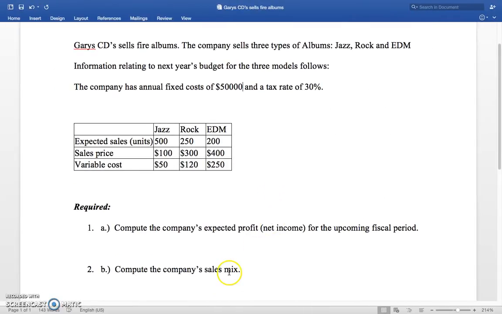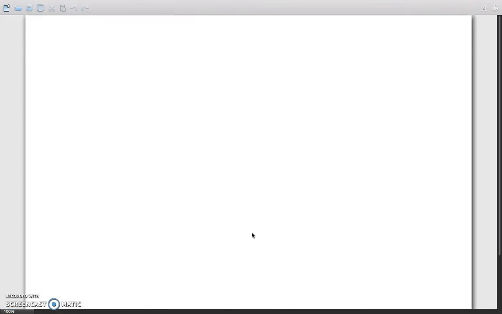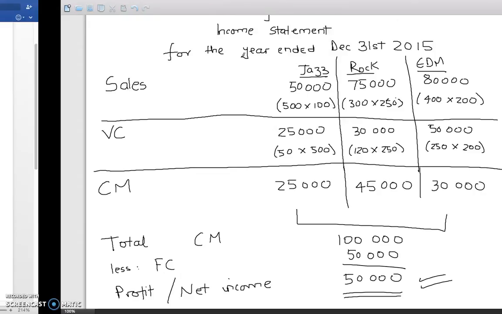So the next part is asking to compute the company sales mix. The way that I'm going to show you guys how to compute the sales mix, the way that I do it, is much simpler than the way that a textbook does it. If you find the textbook method easier, then go for it, but this is the one that I'd advise you to remember for your midterm or your finals.